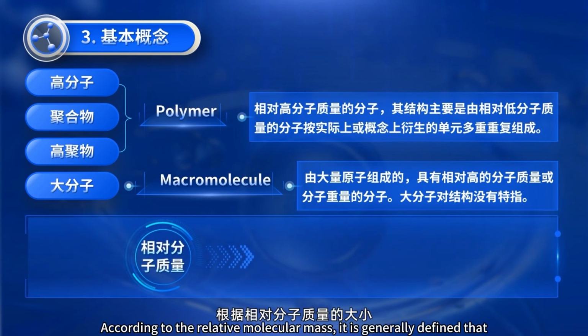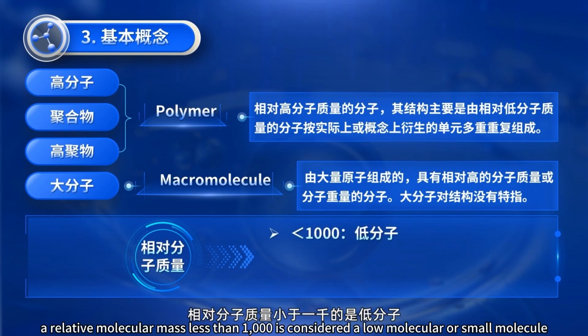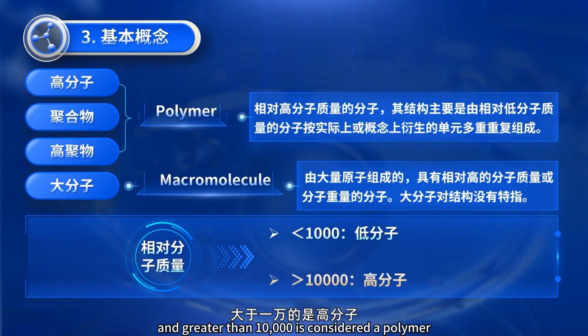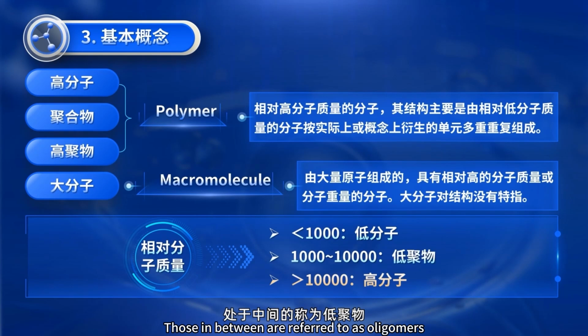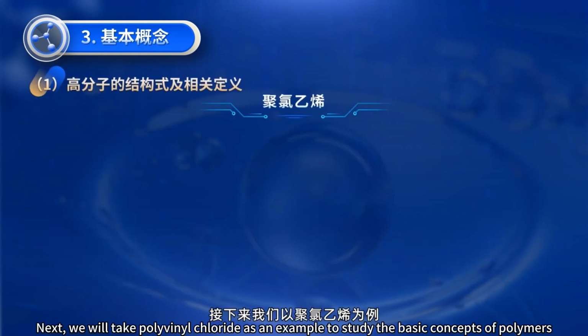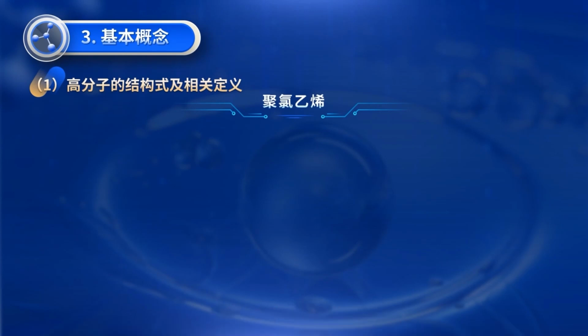According to the relative molecular mass, it is generally defined that a relative molecular mass less than 1,000 is considered a low molecular or small molecule, and greater than 10,000 is considered a polymer. Those in between are referred to as oligomers. Next, we will take polyvinyl chloride as an example to study the basic concepts of polymers.